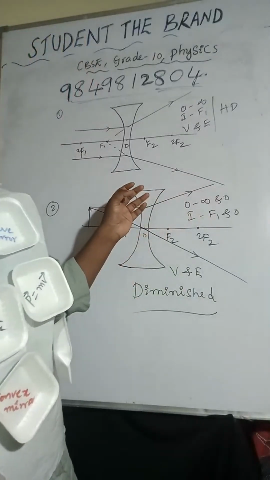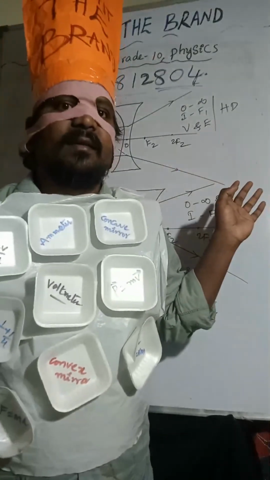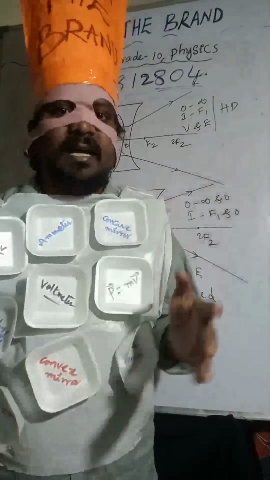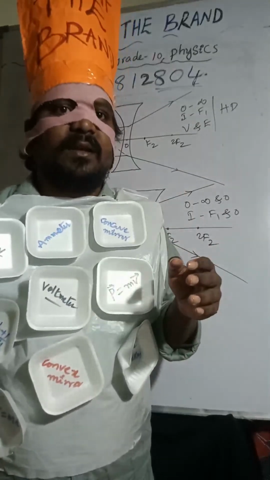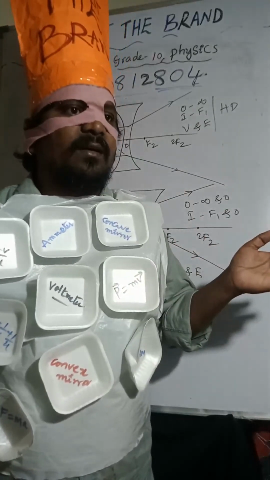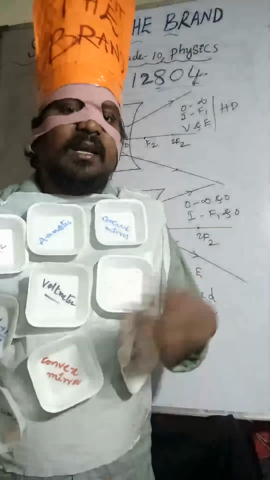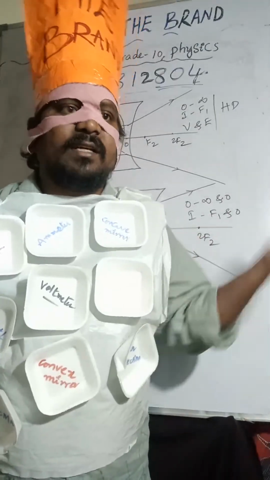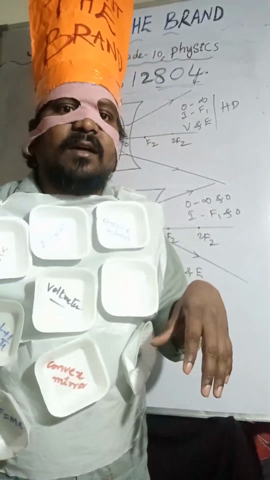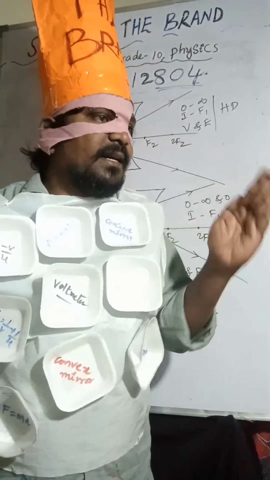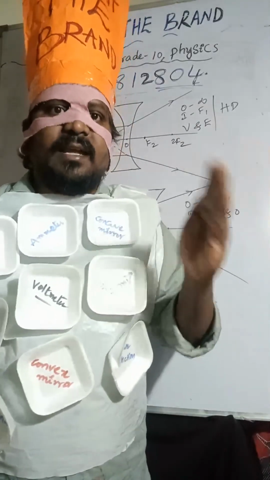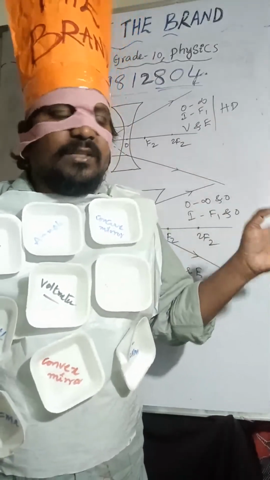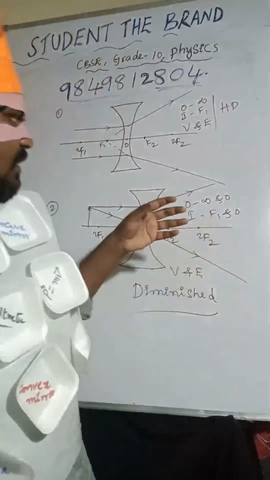So here you can observe only two cases are there. So always a virtual, erect and diminished image will form. If you are considering a convex lens, it gives real inverted and enlarged, real inverted and diminished, but in a concave lens always a virtual, erect and diminished image.